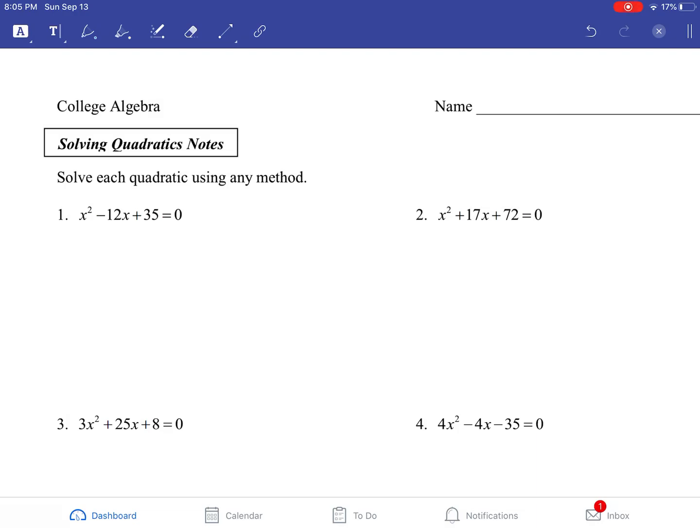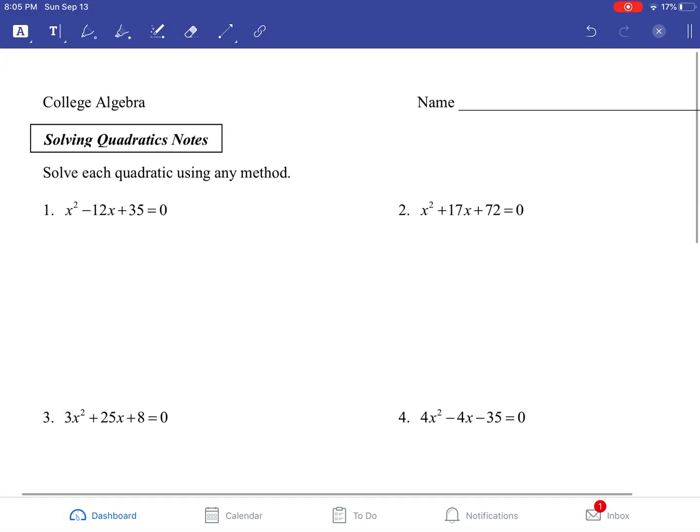So today we're looking at solving quadratic equations. We're going to show you 4 types of solving quadratics. There are basic factoring equations, there's advanced factoring, there is solving using square roots, and then there is quadratic formula. Okay, so the first type we're looking at is the basic factoring.